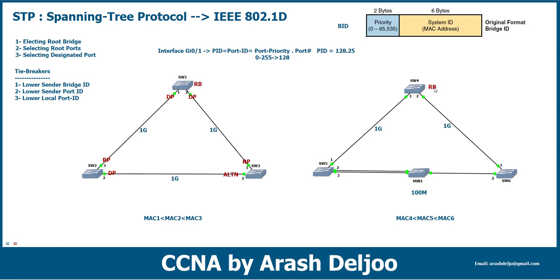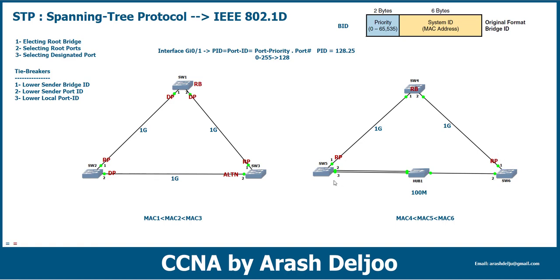Now we need to find the root port. Switch 5 has three interfaces, 1, 2 and 3. The cost of interface 1 is lower than the cost of interfaces 2 and 3 to reach the root bridge. Because of that, port 1 is the root port. About switch 6, we have the same condition. Port 1 of switch 6 has a lower cost in comparison with port 2. Because of that, this is the root port.